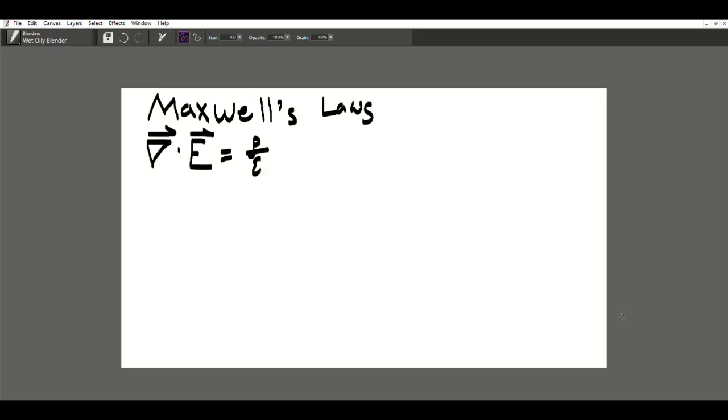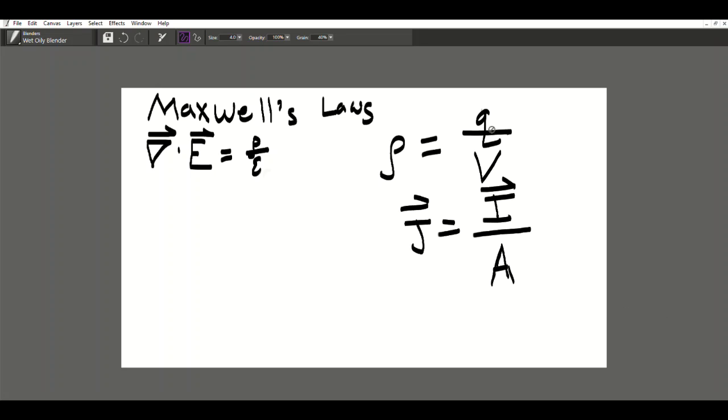The first one is Gauss's law. The divergence of E is equal to rho over epsilon. Now, rho is a charge density. It's defined by the amount of charge divided by the volume, which means charge Q, volume V. It's a charge density. We can also look at the magnetic Gauss. Divergence of B equals 0.